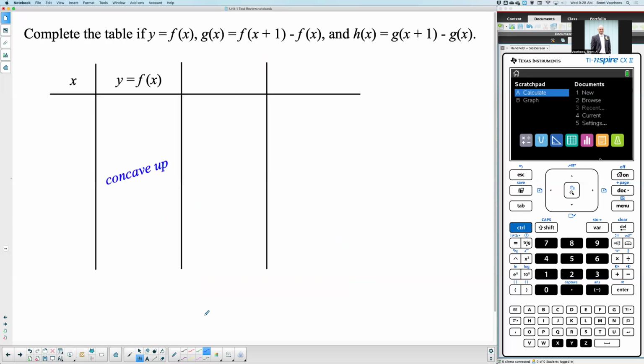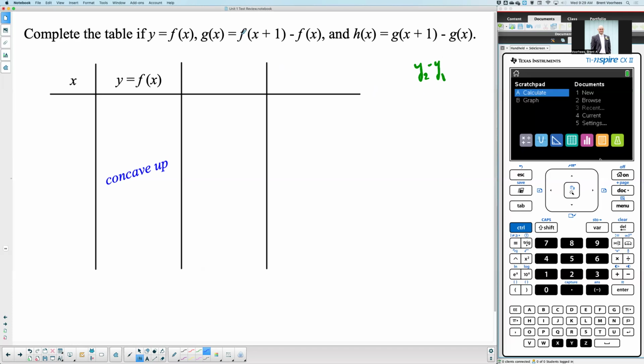In Unit 1, so far we talked about different tables, and I want to make sure you understand how this works. It says complete this table if y equals f of x. So I have an x column here and y equals f of x. Now g of x, it says, is equal to f of x plus 1 minus f of x. Now, f represents what letter? X or y? Y. So if I take one y and subtract another y, what's another way of writing a y minus another y? What if I had like a y2 minus y1? What's another way we could write that?